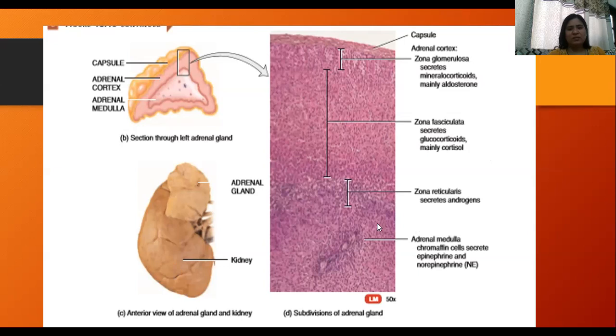To revise, this slide is good. The superior aspect of the kidney, the adrenal gland, the outer capsule, the outer layer adrenal cortex, the inner layer adrenal medulla. The three layers of the adrenal cortex: zona glomerulosa, cells arranged in ball-shaped structures, secreting mineralocorticoids affecting mineral homeostasis, mainly aldosterone. The middle layer is zona fasciculata. Fasciculi means bundle, secreting glucocorticoids, mainly cortisol. The inner layer, zona reticularis, secreting androgens, which have masculinizing effects, right?